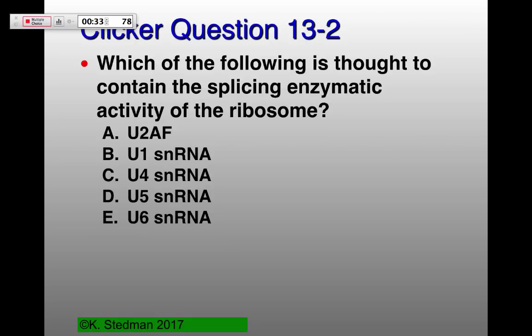Spliceosome. And zome, again, is nucleotides plus proteins.